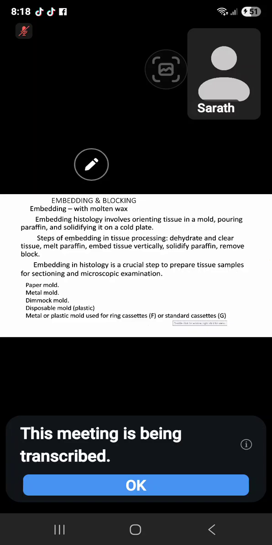Steps of embedding in tissue processing: dehydrate and clear tissue, melt paraffin, embed tissue vertically, solidify paraffin, and remove the block. So these are the things in the embedding steps: dehydrate and clear tissue, then melt the paraffin, embed the tissue vertically, solidify the paraffin, and remove the block. Embedding is histology's crucial step to prepare tissue samples for sectioning and microscopic examination. So embedding is a crucial step.